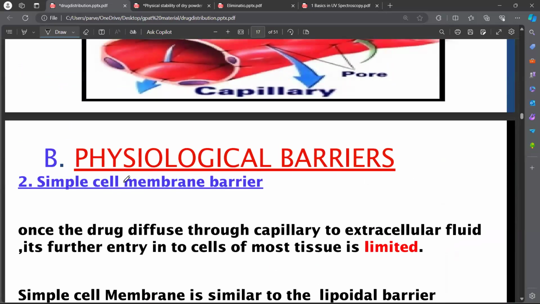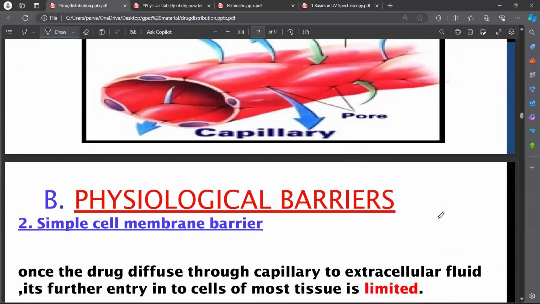Next is the simple cell membrane barrier, which is the barrier surrounding the cells, generally made up of the phospholipid bilayer.